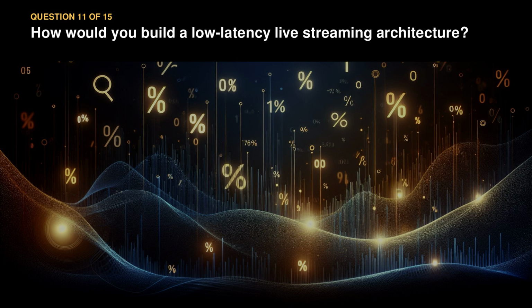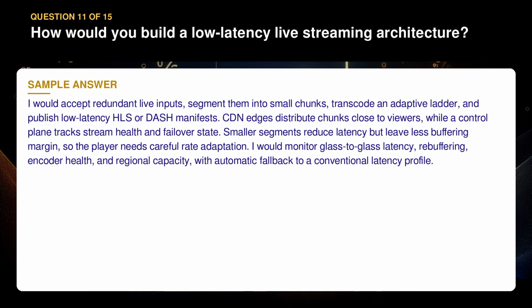Question 11. How would you build a low-latency live streaming architecture? I would accept redundant live inputs, segment them into small chunks, transcode an adaptive ladder, and publish low-latency HLS or DASH manifests. CDN edges distribute chunks close to viewers, while a control plane tracks stream health and failover state.